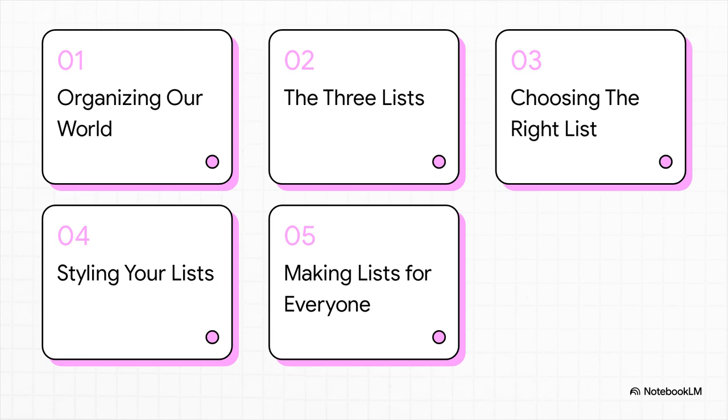So here's what we're going to cover. First, we'll dive into why lists are so critical for organizing our world online. Then, we'll get into the 3 essential list types you absolutely have to know. After that, we'll figure out how to choose the right one, how to make them look good, and finally, why this all matters for making the web accessible to everyone.